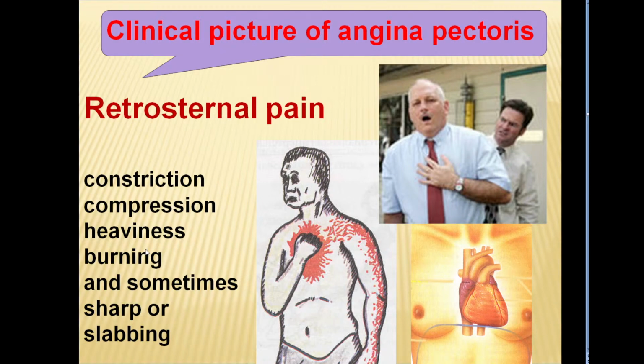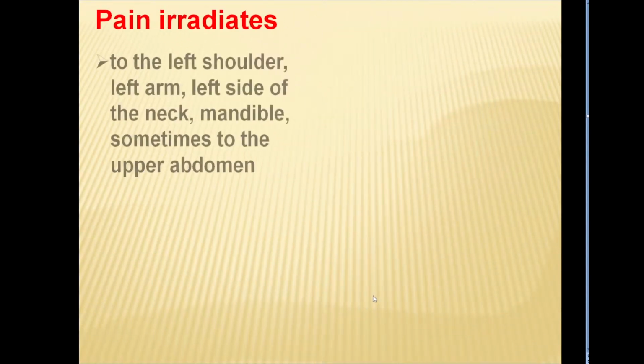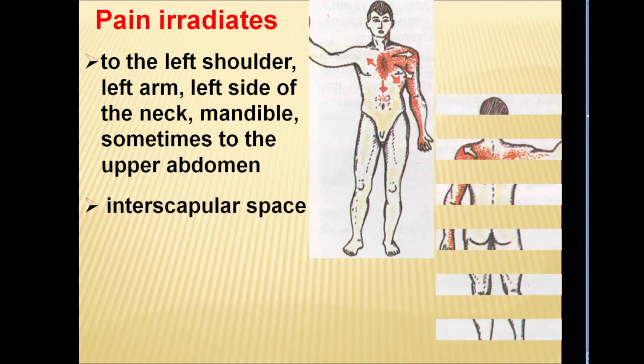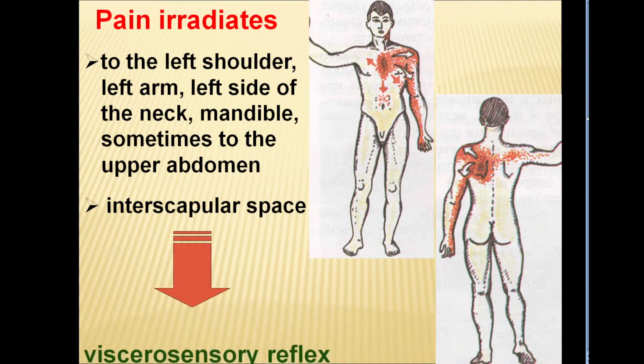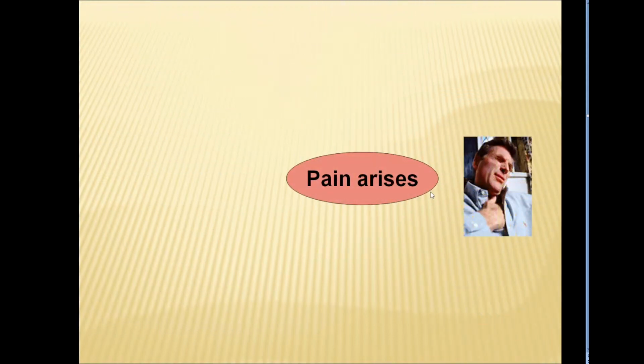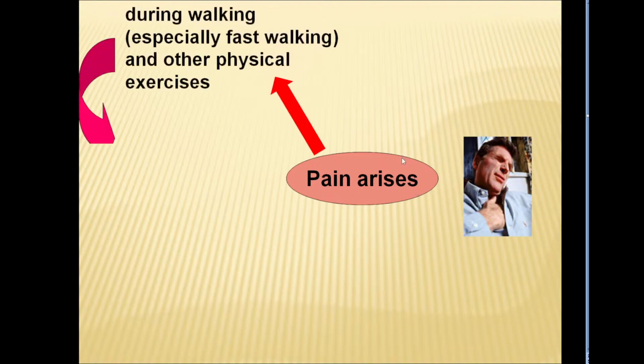We remember about other characteristics of any pain. I'll remind you: location, irradiation, characteristic, provoking and relieving factors. Pain, retrosternal, which irradiates upward to the left shoulder, left arm, left part of the neck, left interscapular region, due to visceral sensory reflexes. We said about its characteristic: pressing, heaviness, pain which appears usually after physical or emotional overexcitation, especially after fast walking or intensive physical activity. We are talking about angina pectoris of effort.